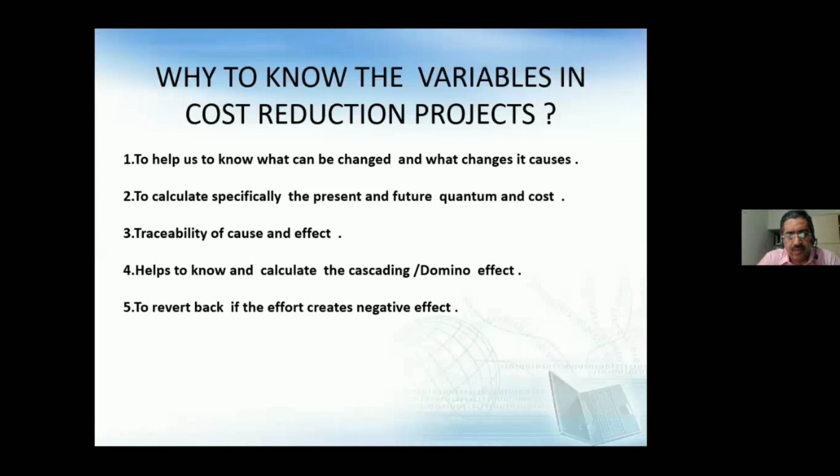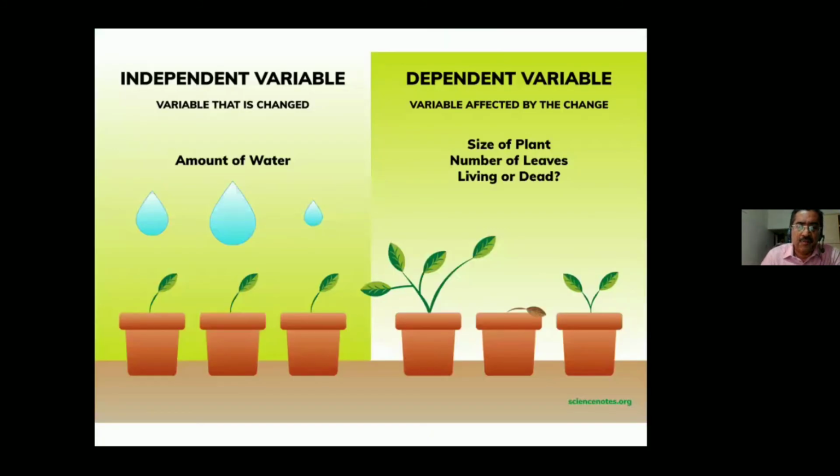Okay, now we will see why we need to know the variables in a cost reduction project: to know what can be changed and what changes it causes, to calculate specifically the present and future quantum and cost. In cost reduction, we are always worried about the quantity involved in the variable. Whatever the variable, what is the quantity you are giving? That is the important thing. Now, the amount of water, as I said earlier, is important. It's an independent variable.